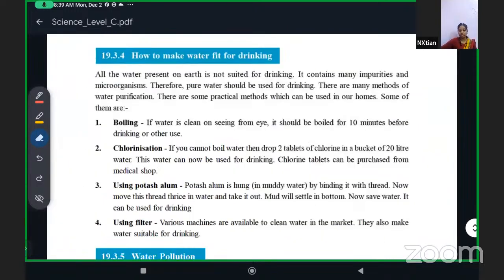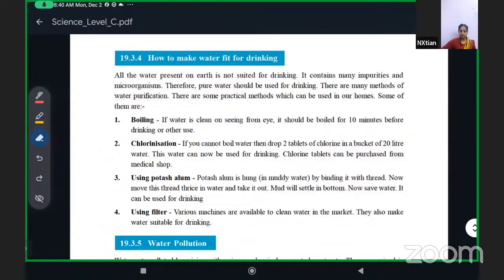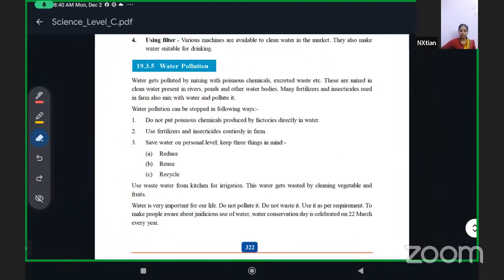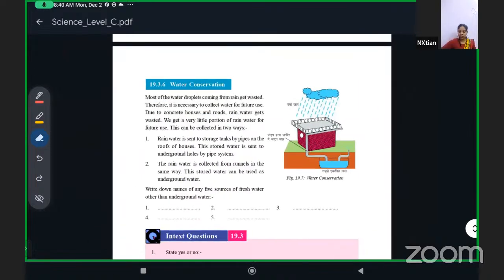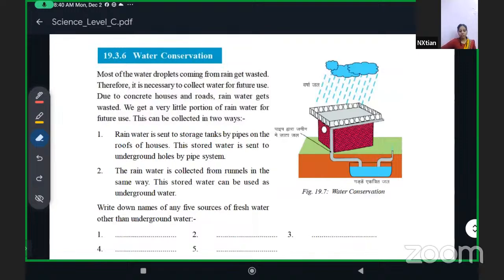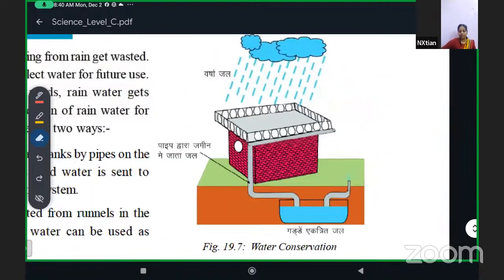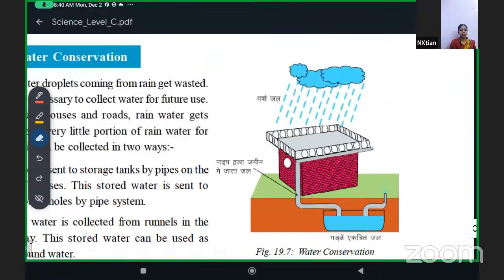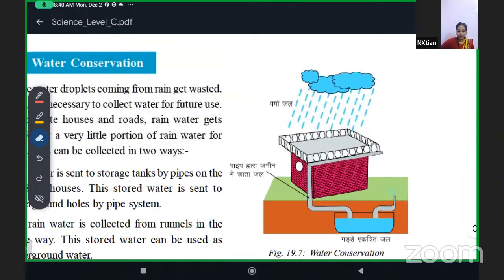How to make water fit for drinking are the various methods by which we can make water fit for drinking. Please do. Water pollution also. Then water conservation. This is also an important thing that you can do. If you want, you can do the water conservation tank diagram. This is up to you all.